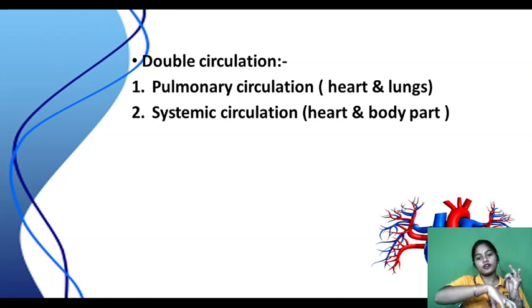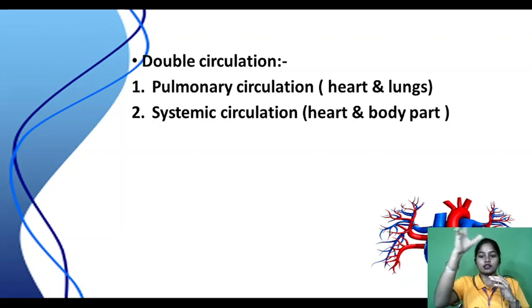First the blood enters the heart and goes to the lungs, and again the lungs send it to the heart, and from the heart it goes to different body parts. So two types: pulmonary and systemic. Pulmonary is between heart and lungs, and the next one is between heart and body parts.